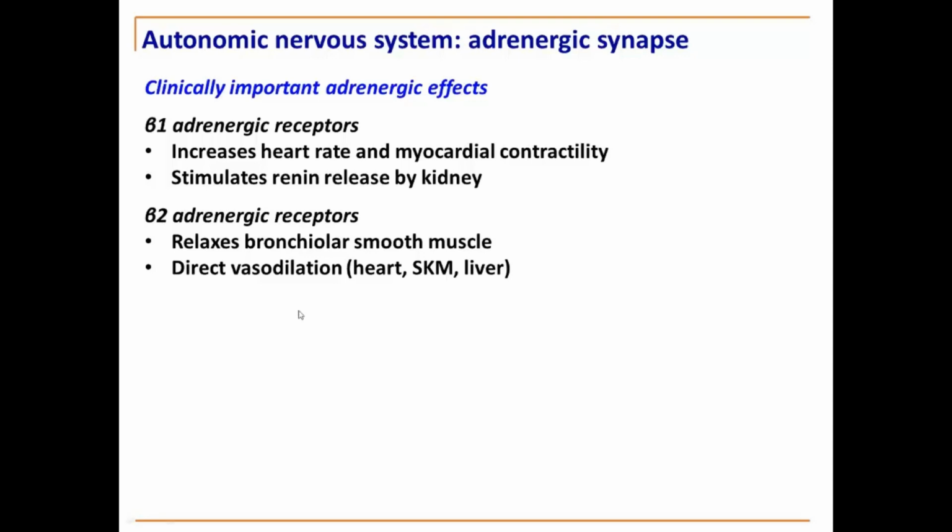It causes direct vasodilation in the heart, the skeletal muscle, and the liver. If you're thinking about the heart and the skeletal muscle, that's particularly important because vasodilation to those tissues is important during that fight or flight response. Your heart needs more nutrients, and your skeletal muscle needs more nutrients to be able to fight or to run.